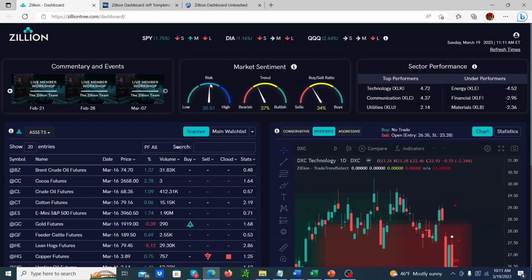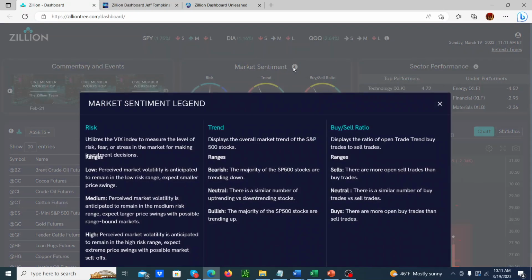Then we have this market sentiment. You can see that they have risk on a scale from low to high. They have the overall trend of the market, and at the moment it's kind of neutral but going towards bearish. And then this buy-sell ratio here. When you click on this, you get much more information about what these actually mean.